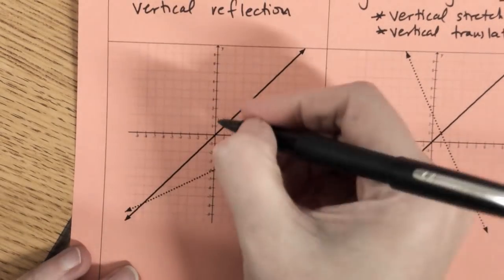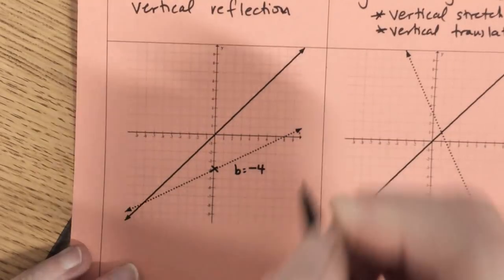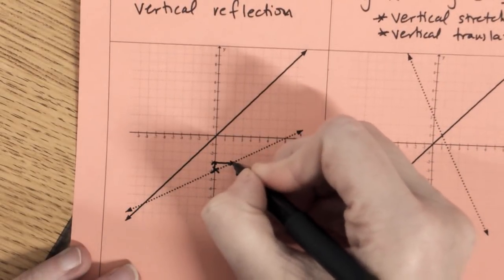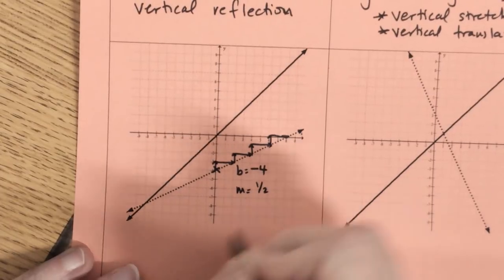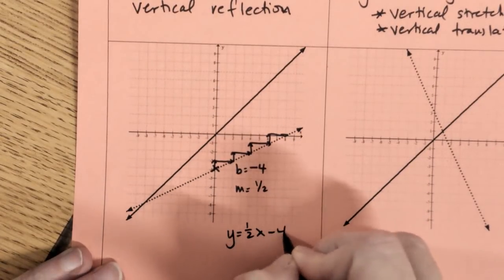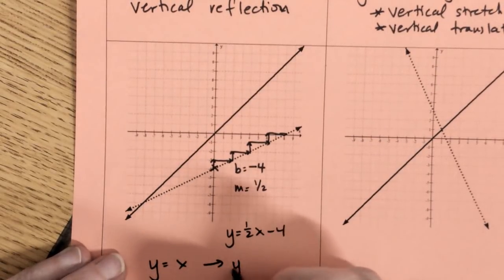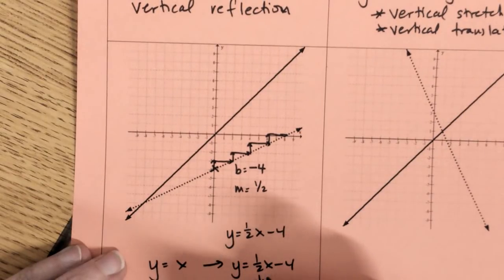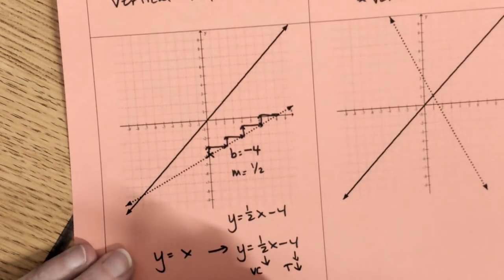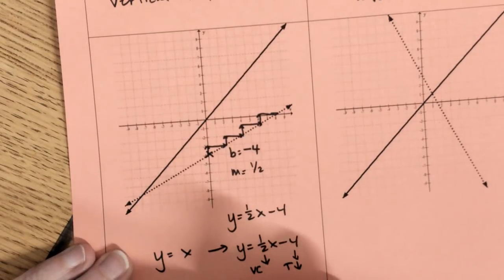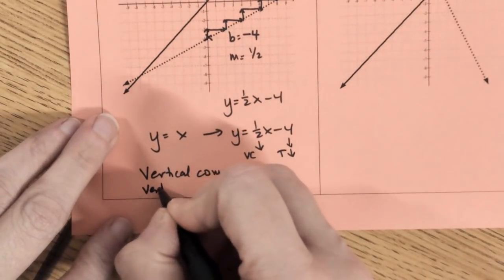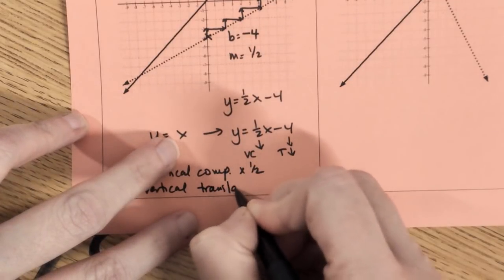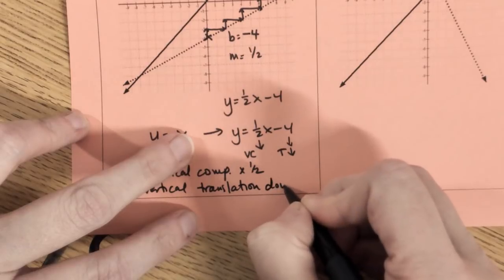All right, let's try this one. I see that my b here is -4. My slope is 1 over 2. If I rise and run, remember, don't just do it once. So my slope is 1/2, which makes my equation 1/2 x minus 4. So my y equals x turned into y equals 1/2 x minus 4. So the half x tells me I have a vertical compression. This tells me I have a translation down. Okay, so I have a vertical compression, I'm just going to put comp, times 1/2. I have a vertical translation down 4.